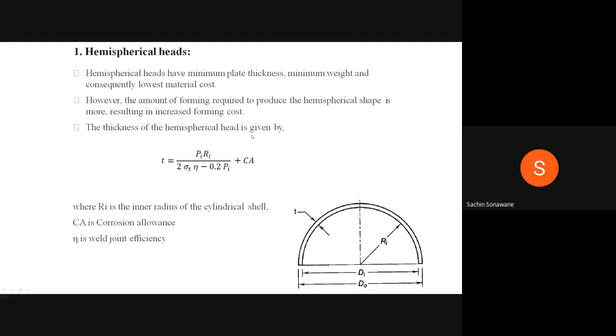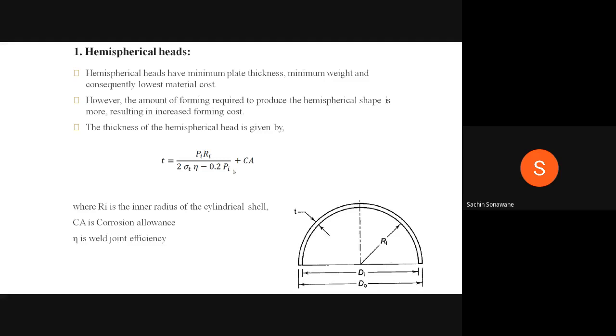The thickness of the hemispherical head is given by T is equal to Pi Ri divided by 2 sigma T neta minus 0.2 Pi plus Ca, where Ri is the inner radius of the cylindrical shell and Ca is corrosion allowance. Neta is weld joint efficiency. Therefore, this is the formula for calculating thickness of hemispherical head. Please write down hemispherical head and this formula, and draw this diagram also. Please write down.